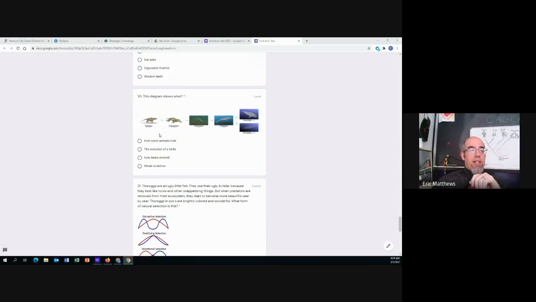Now, this is kind of small, but this diagram shows what? It has this little walking thing, turning into this weird thing, then into a swimming thing, then into a whale-like thing, and then finally into whales and dolphins. So this diagram shows what? Does it show how weird animals look? The evolution of a turtle? How bears evolved? Or whale evolution? This diagram shows what?